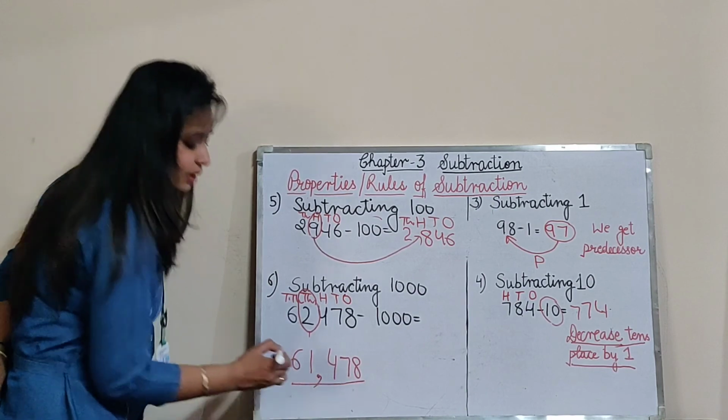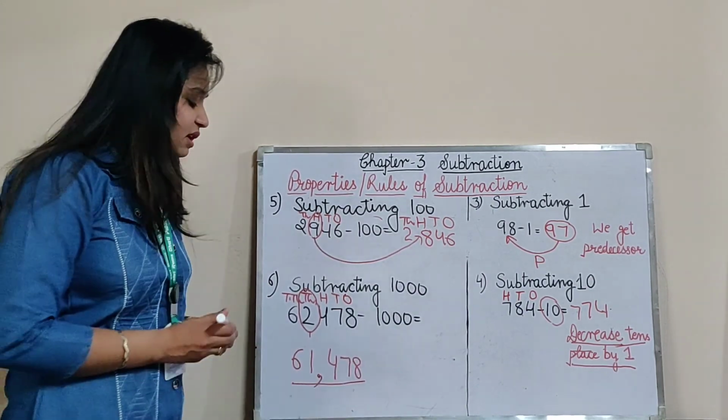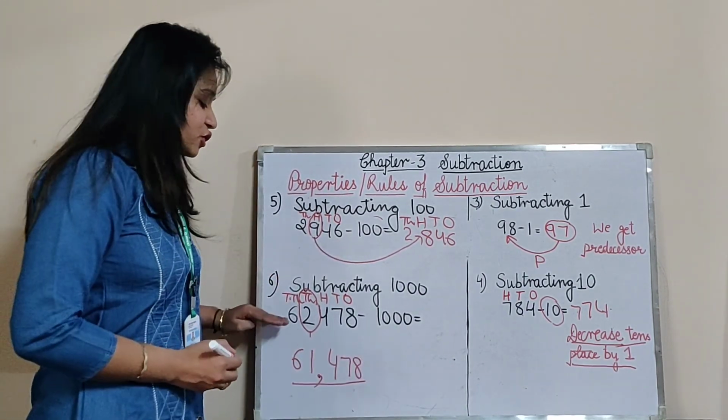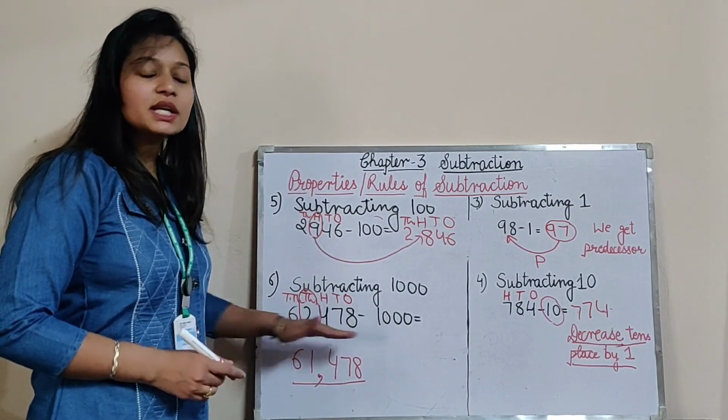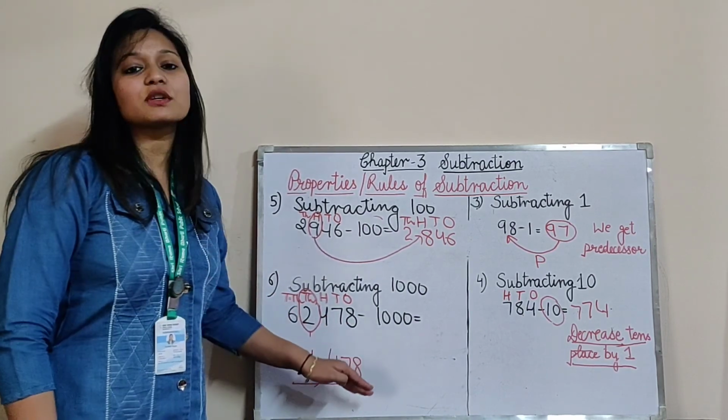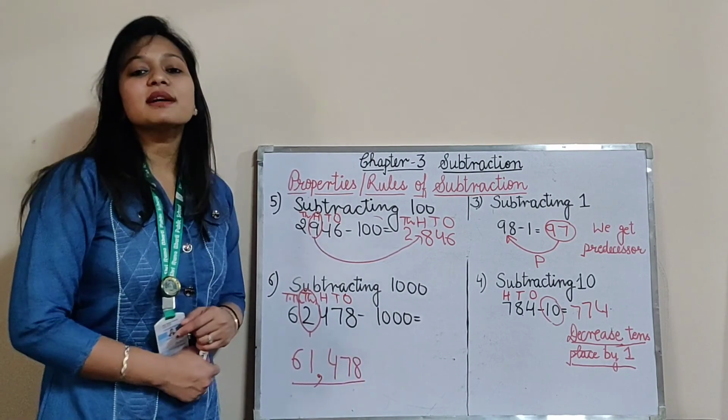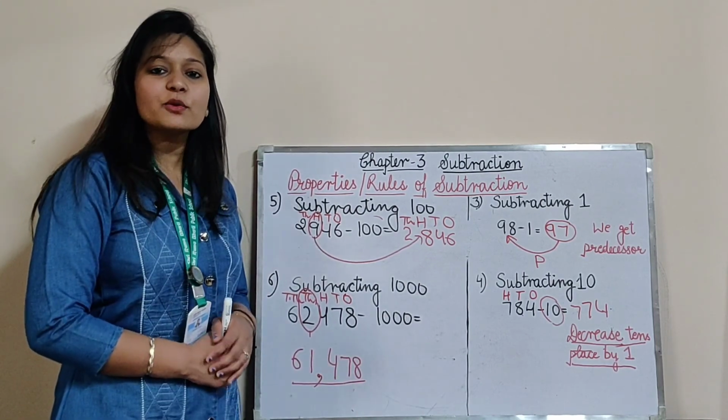So my answer now is 61,478. Question was 62,478. Answer is 61,478. So these are some properties of subtraction. I hope you have understood it.